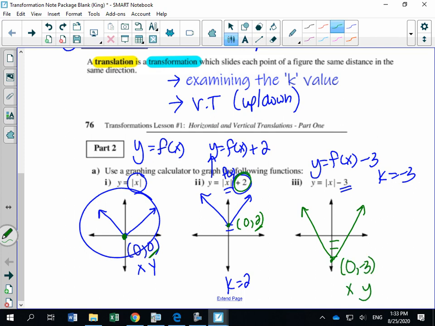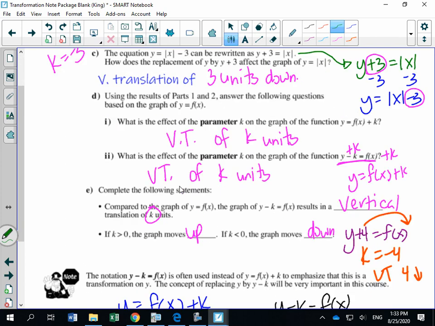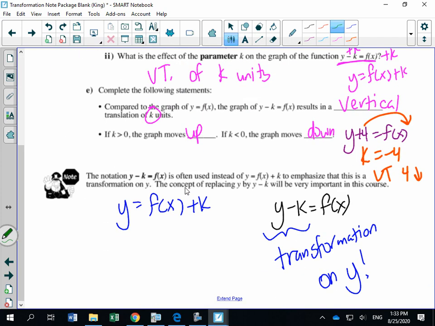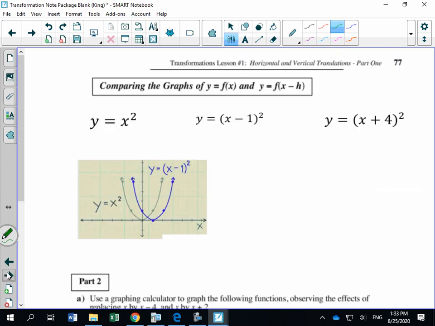So the k parameter affects your y coordinates. So make sure that you feel really good and comfortable with that. Okay, so that is your k values. Okay, turn to page 77 in your workbook.